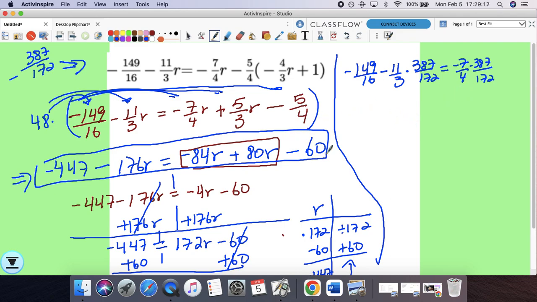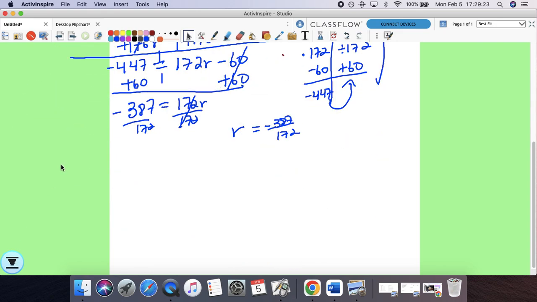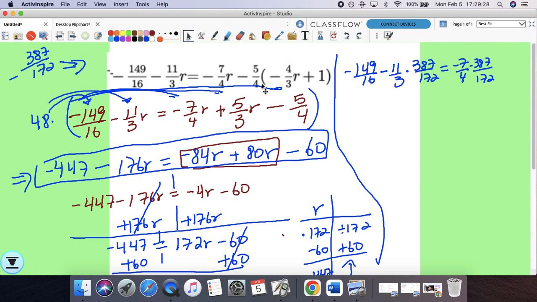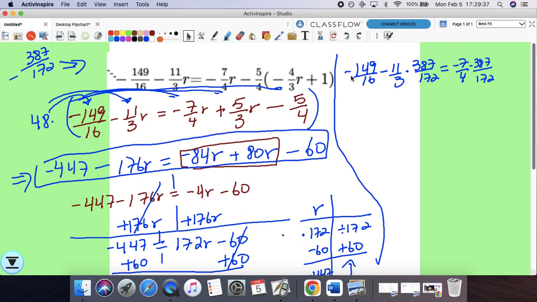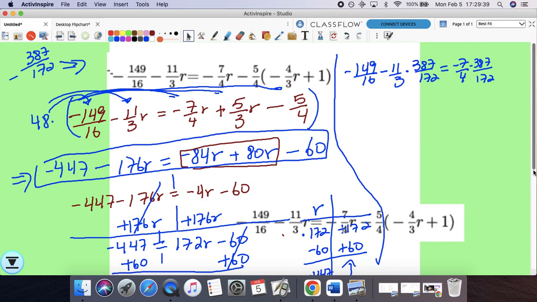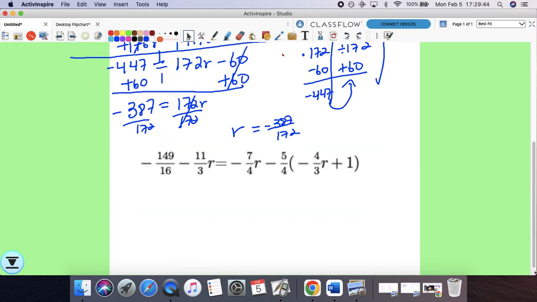Ugh. This. Copy. Paste. What? There you go. Sorry. Alright, so that's the original equation.